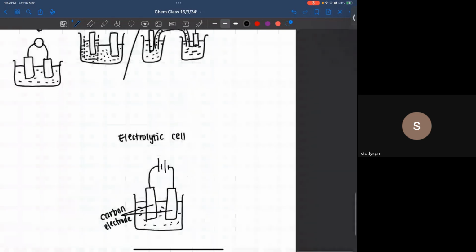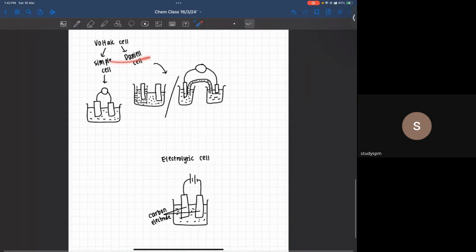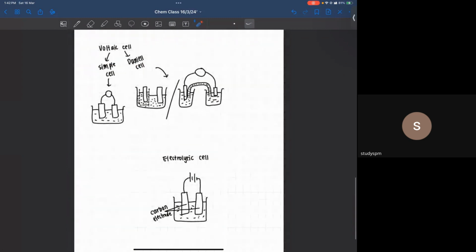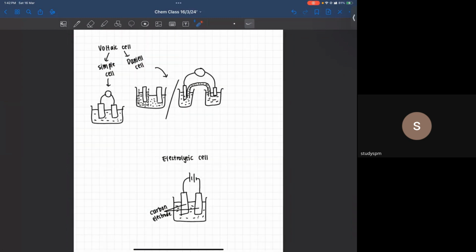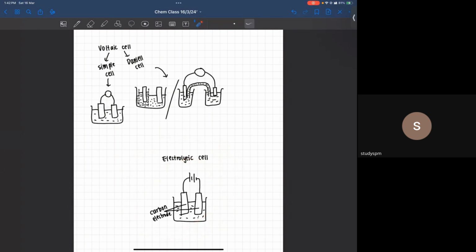Okay. This is the main difference between a voltaic cell and an electrolytic cell. This one has no power supply, okay? But this one has a power supply. Electrolytic cell. And then, I said earlier, right?